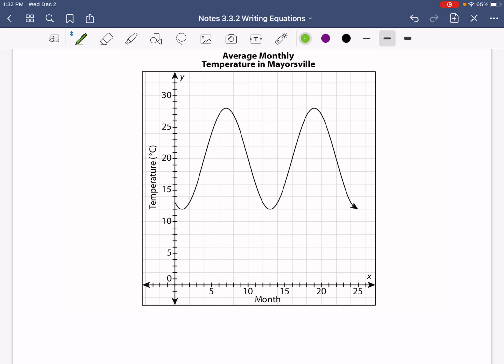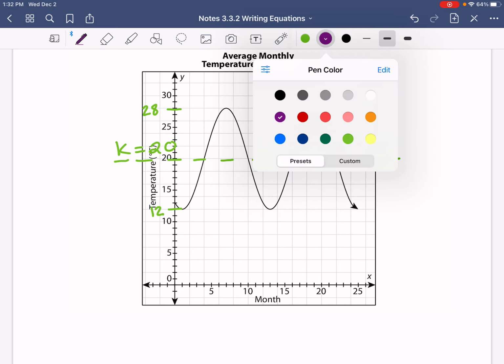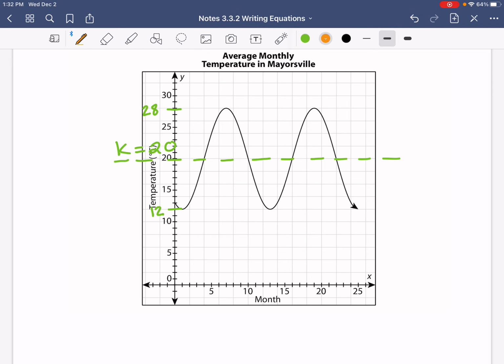We're first going to start by finding our midline and amplitude. Our midline is going to be halfway in between our minimum and maximum. My minimum is at 12, my maximum is at 28, so directly in between those would be 20. That's my K. My amplitude is how far I go from my midline up to my maximum or down below. It's half of the total distance, so my amplitude is 8.